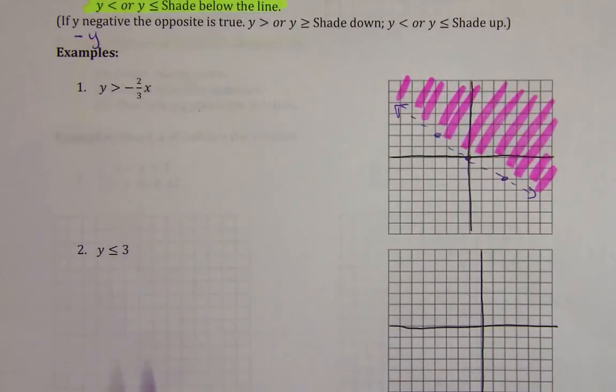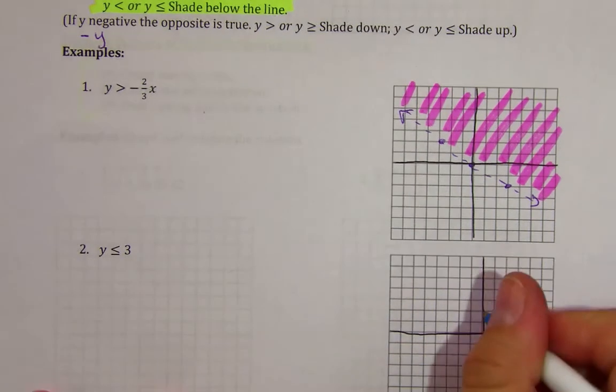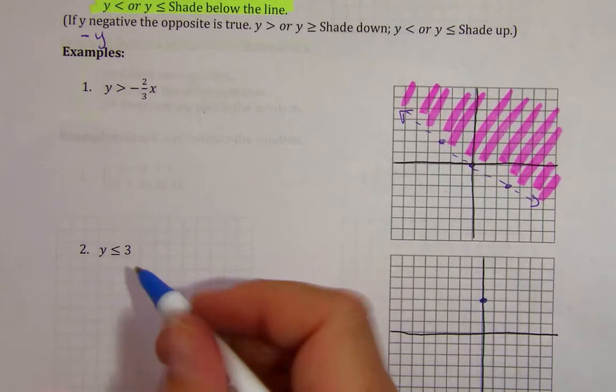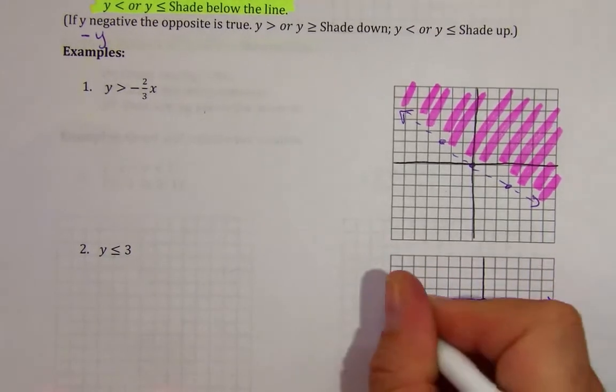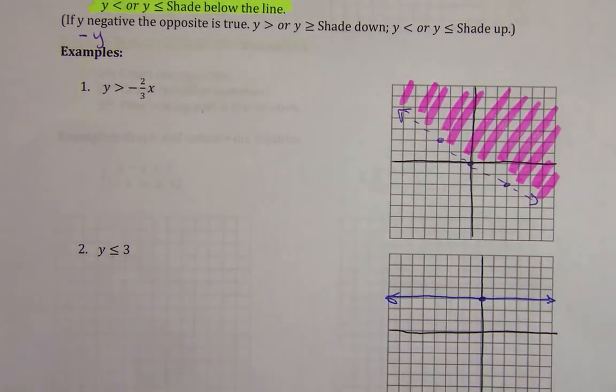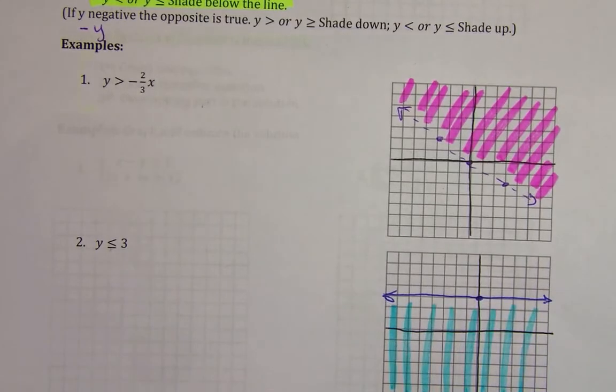Looking at our next example, we have y is less than or equal to 3. Now there's no x value here, so we want to make sure that we're careful here. This is going to be a horizontal line through the point y equals 3. And it's equal to, so it's going to be a solid line. And then we can decide, are we shading above or below? It's saying y is less than, so we can shade below.